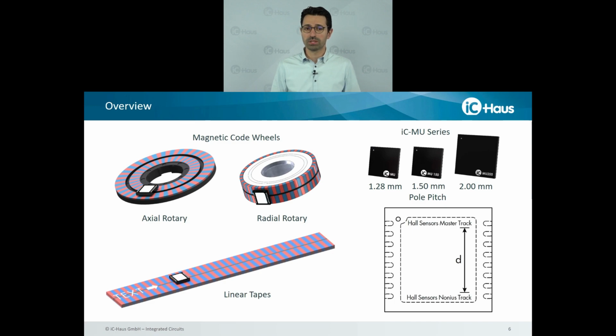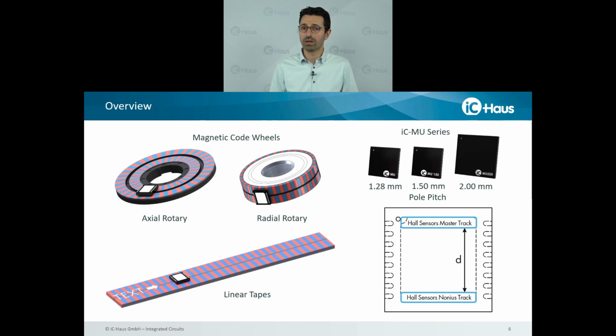So we can scan magnetic code wheels, for example, in an axial rotary application, or in radial rotary, which you can see here on the screen, or we can use them in linear applications by scanning a linear tape. We have two Hall sensor arrays on the chip. One we call the master track, and the other we call the nonius track. And with these two Hall sensor arrays, we can scan two magnetic tracks. You can see it here on these example pictures, and these are two incremental tracks.